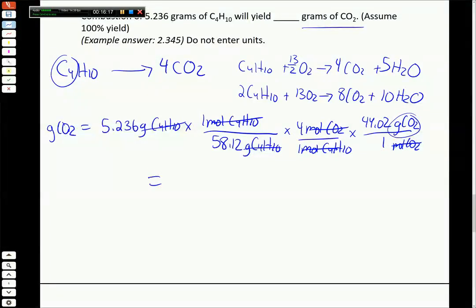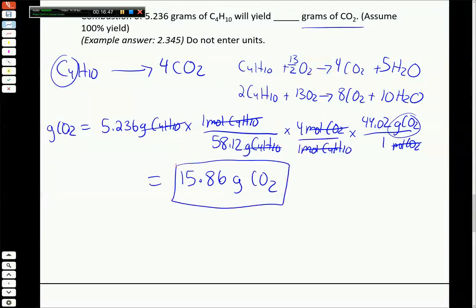So this had a few more steps because we had to convert from grams into moles and then moles back into grams at the end. But it's the same types of conversions we've been doing for a while now. And assuming I did my calculator math correctly, I got 15.86 grams of CO2. This was one of the numerical questions, and you just enter in the number 15.86.